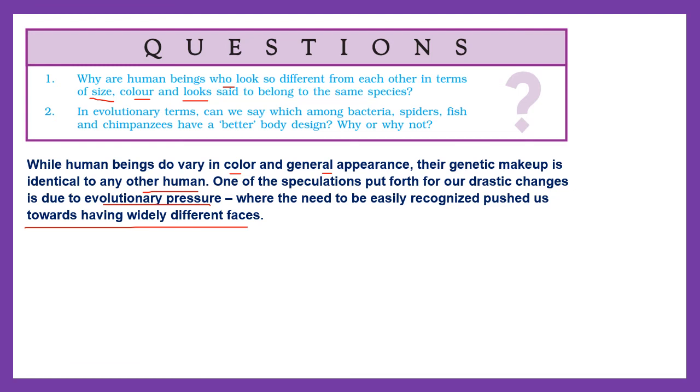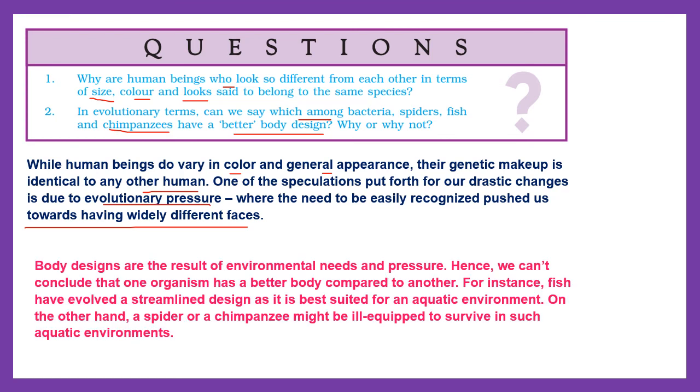The next question is, in evolutionary terms, can we say which among bacteria, spiders, fish, and chimpanzees have a better body design? Why and why not? Body designs are the results of environmental needs and pressure. Hence, we can't conclude that one organism has a better body compared to another one.